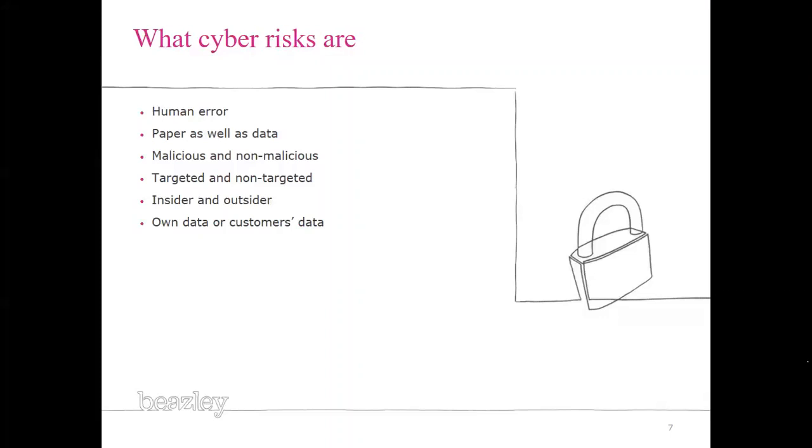Insiders and outsiders can be involved. Both insiders and outsiders can be malicious or non-malicious. Most problems are caused by insiders inadvertently causing a problem. But sometimes hackers target insiders to make them do things by mistake.